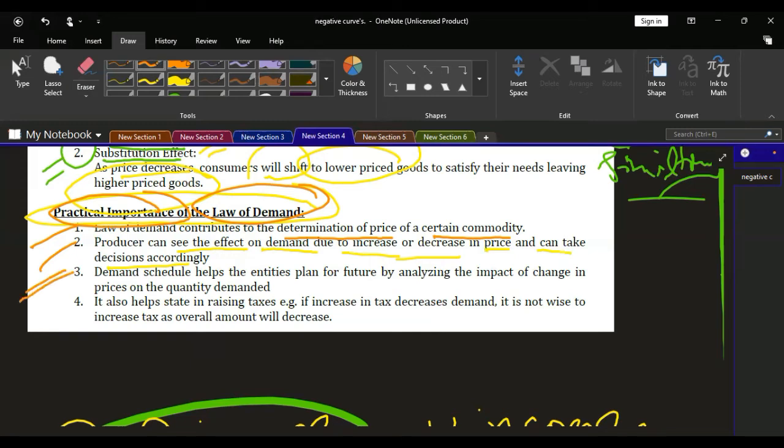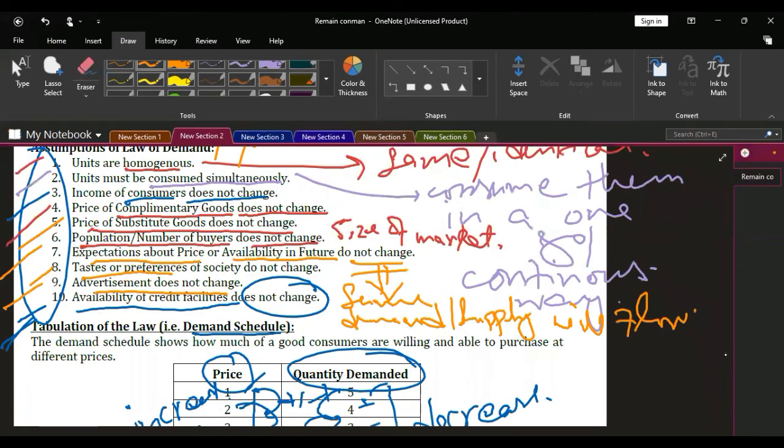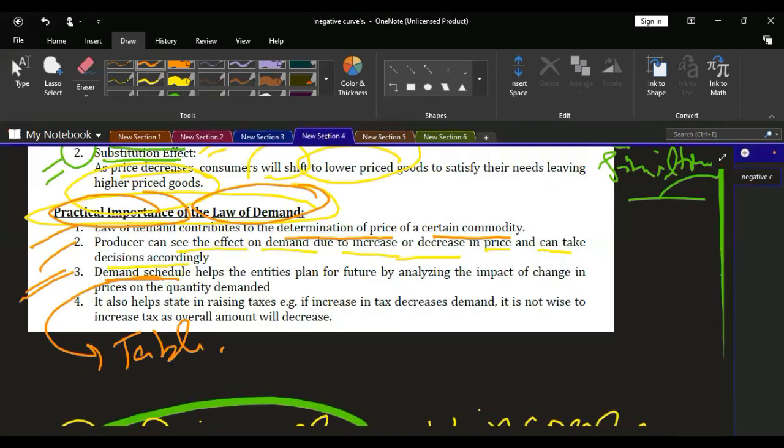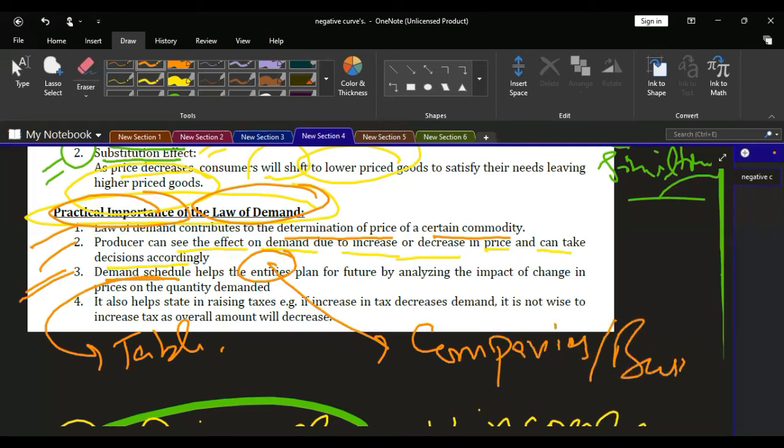Demand schedule. Schedule means table. The tabular form that we have created in this slide. Here it is. The table helps the entities, entities meaning companies or organizations or businesses, to plan for the future by analyzing the impact. Impact means effect. Effect of change in price on the quantity demanded.